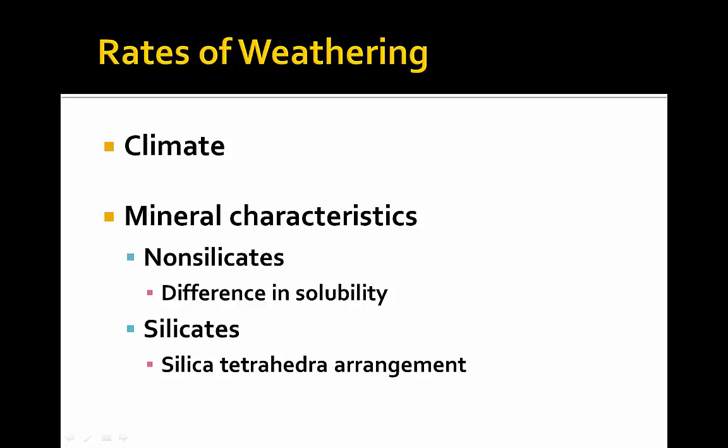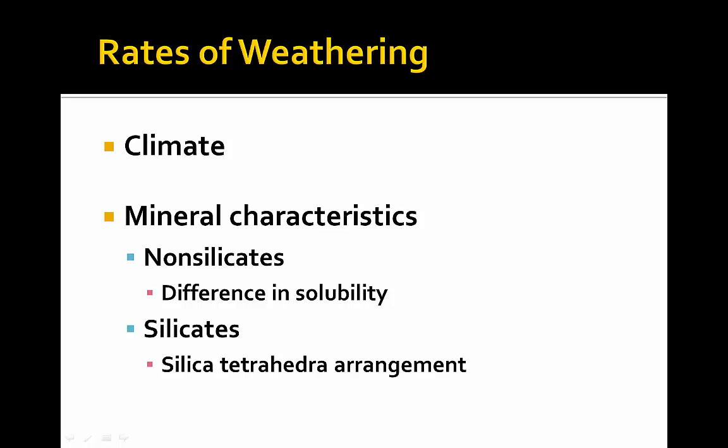In the case of something like rock salt, the mineral halite, you can put it in your mouth and it's going to dissolve on your tongue. So minerals like halite are going to weather very quickly because they're very soluble. In the case of silicate minerals, it's that silica tetrahedra arrangement. It's the molecular arrangement at the atomic level that determines how fast the silicate mineral is going to weather.